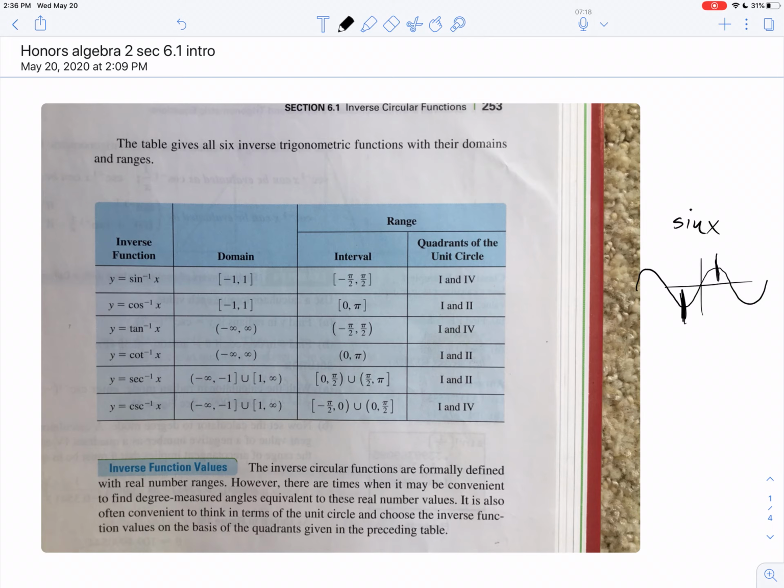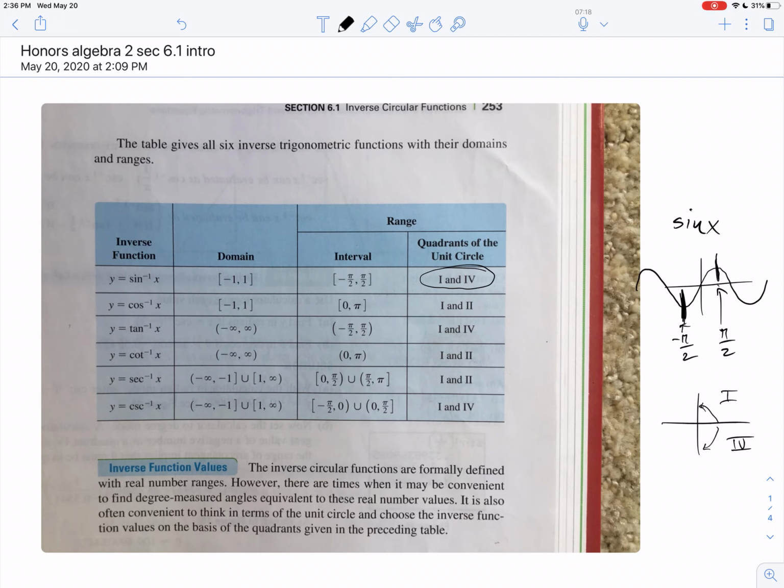Now, this is the part you really have to focus on. If I draw a sine graph and I chop it from here to here, that is the same as looking in either quadrant 1, because that would be 0 to pi over 2, or looking in quadrant 4. That would be negative pi over 2.